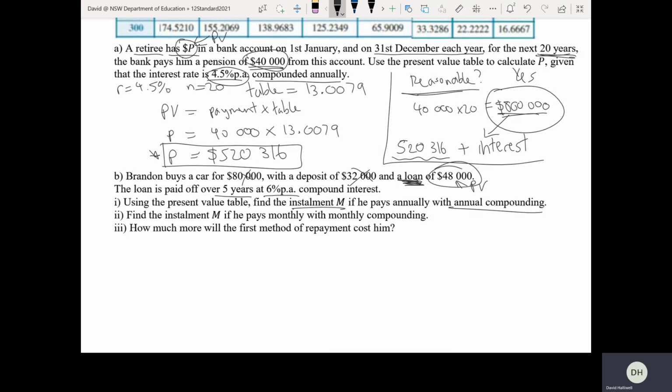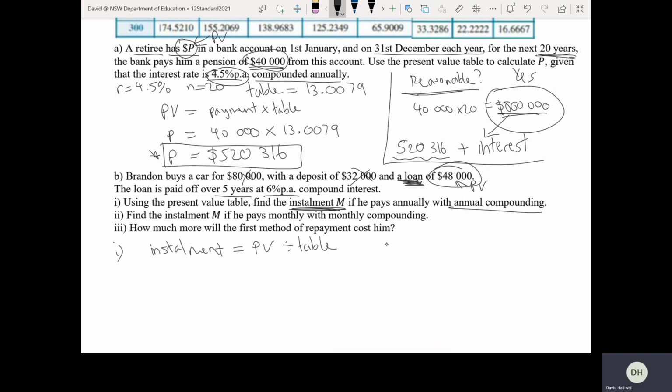So find the installment if he pays annually. So the installment is the payment. So if you ever want to find the payment or the installment, rather than timesing, we're going to be dividing. Okay, so that installment is going to be the present value divided by the table. All right, so let's work out what the table factor is.